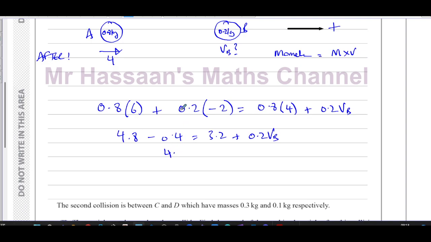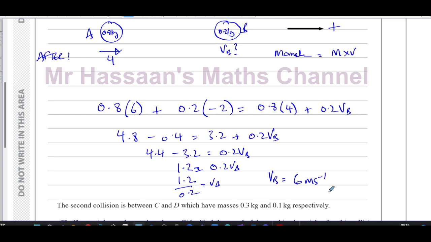That's 4.4. But I can do this in one step. I have 4.4 minus 3.2 equals 0.2 times the velocity of B. That gives us 1.2 equals 0.2 times the velocity of B. And we have to divide both sides by 0.2. So we can say the velocity of B is going to be equal to 1.2 over 0.2, which is going to be 6 meters per second.